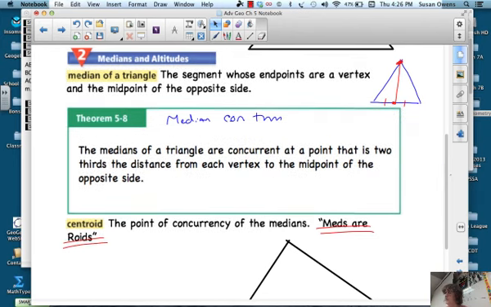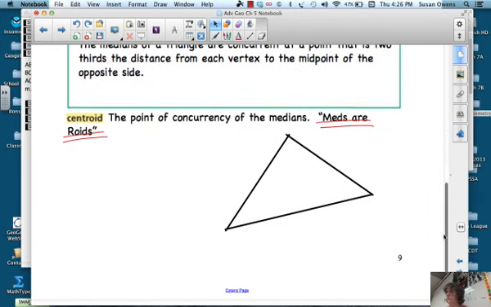So just like the other ones, make sure that you draw a picture of it, copy down any of the properties, know if it can occur inside or outside, and know what the special property is.